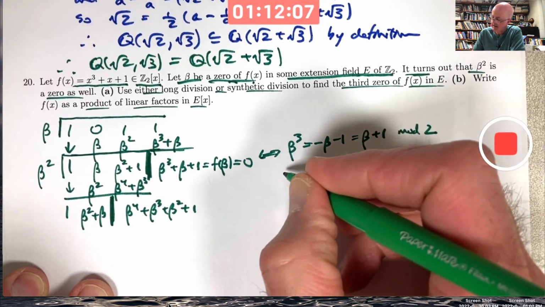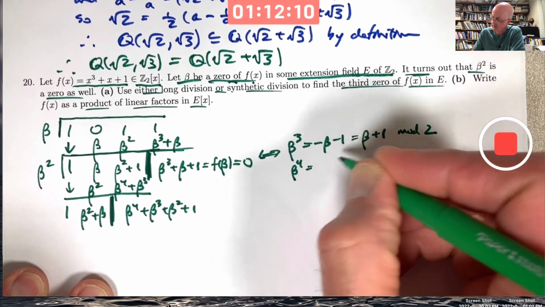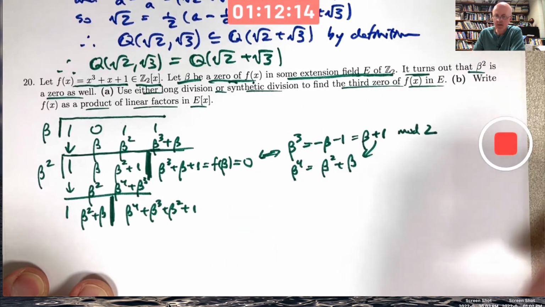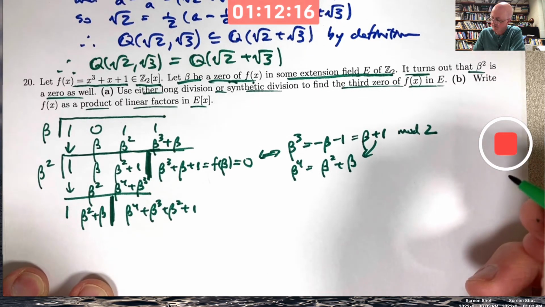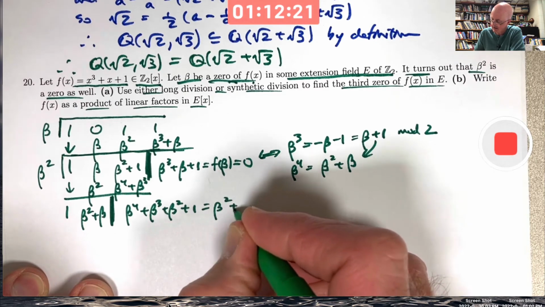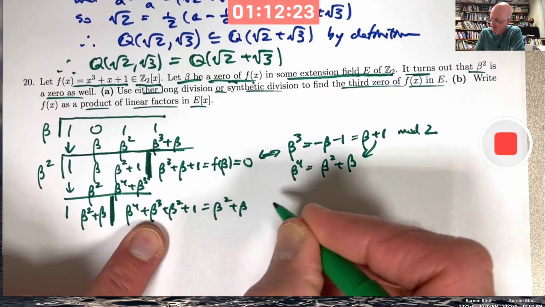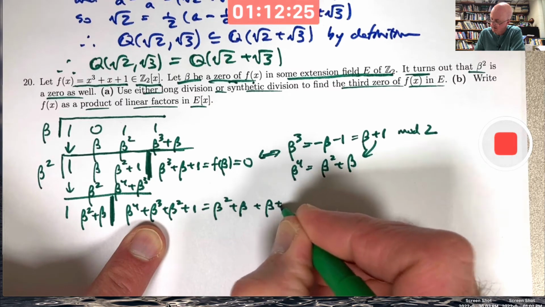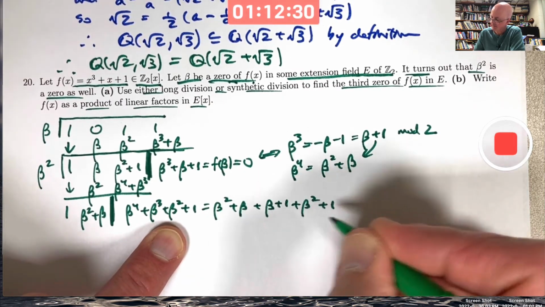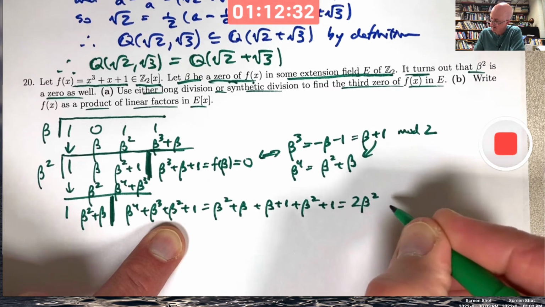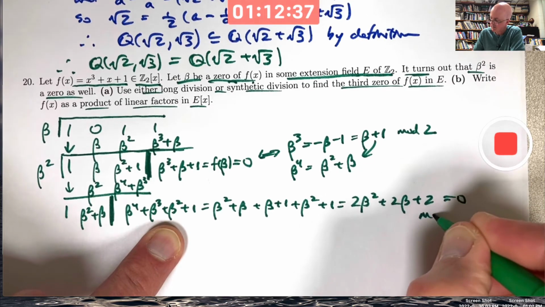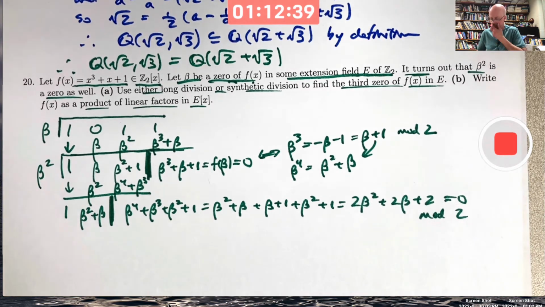And that will also mean beta to the 4th will be beta squared plus beta. Multiply each of those by beta. Substitute everything. Beta to the 4th is beta squared plus beta. Beta cubed is beta plus 1. And then we have beta squared plus 1. So you got 2 beta squared plus 2 beta plus 2. But that's 0 mod 2.